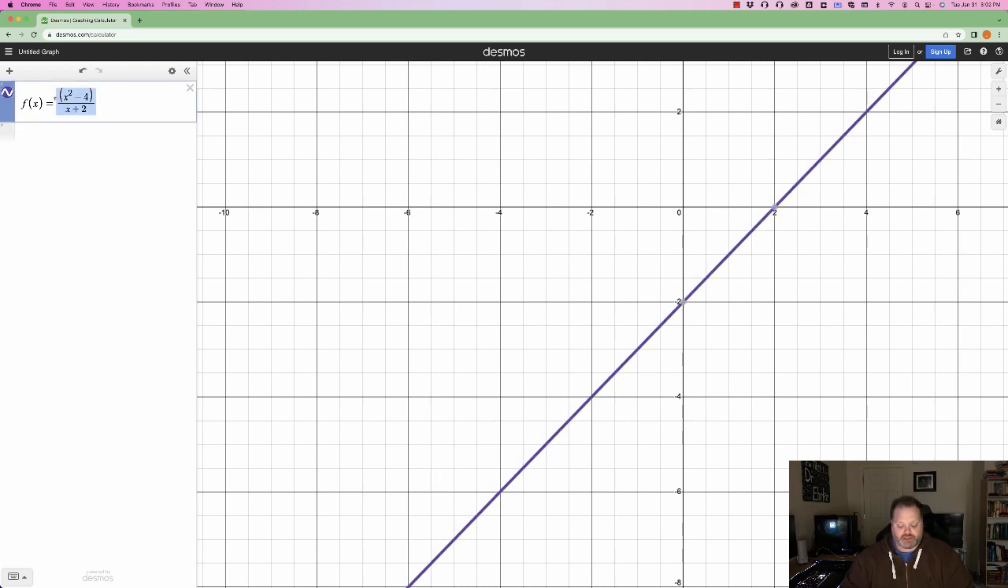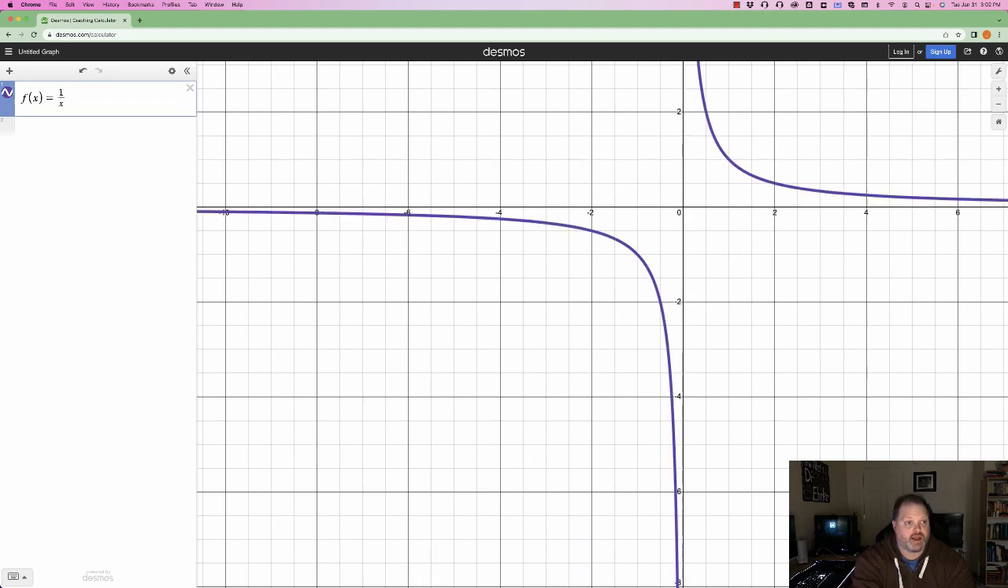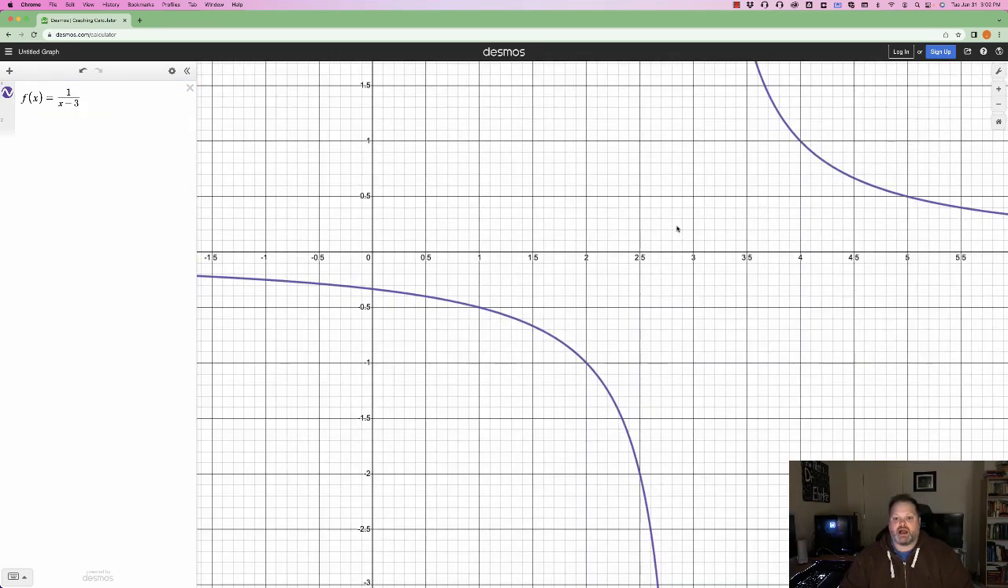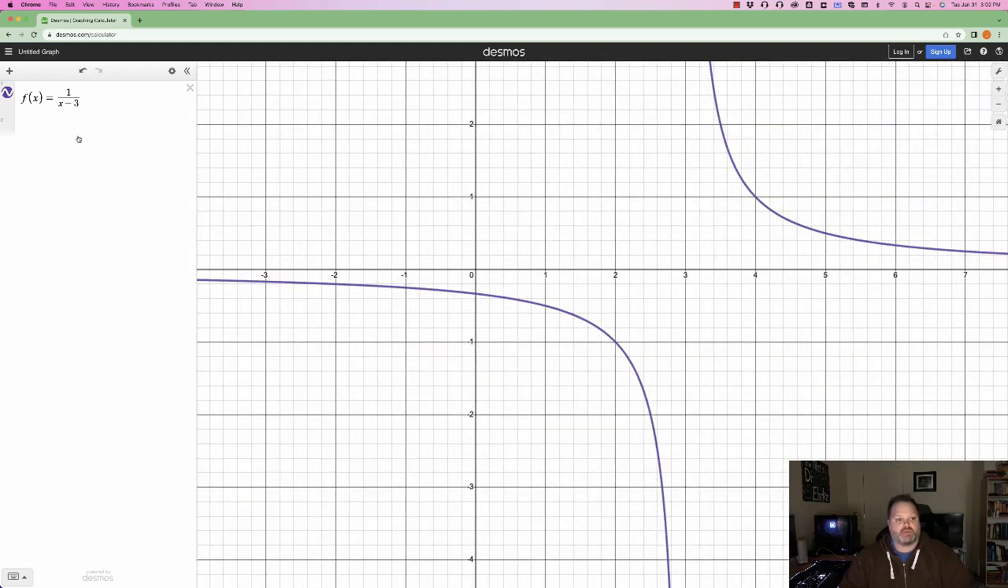The other one that we just looked at was 1 over x minus 3. So this is the one that had the vertical asymptote. I can go ahead and put in the asymptote at x equals 3.